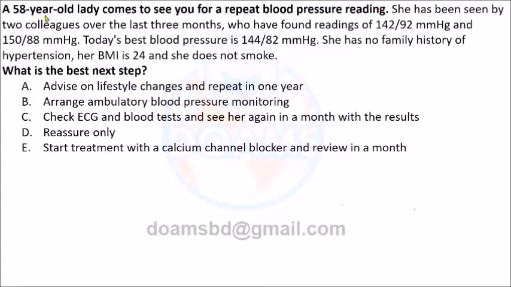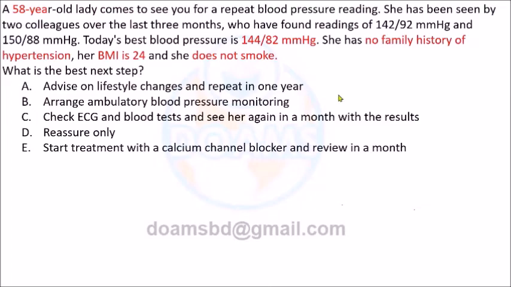Just look at it: a 58-year-old lady comes to see you for a repeat blood pressure reading. That means you measured before and are confused, or your colleague measured before. Then you need to diagnose whether the patient is hypertensive or not. Now what will you do? Our suggestion in such questions is to identify the key messages or key information from the learning or the question. Already I told you how to read SBAs before, in a different link. I didn't show you details. This is another way. But in the exam time, you need to go through and identify the keywords here.